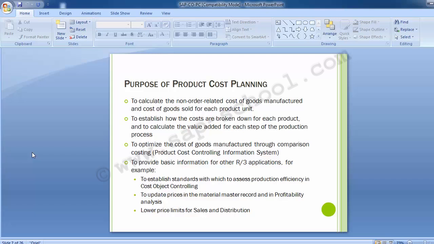controlling information system. To provide this basic information for other R3 applications, for example, to establish standards with which to assess production efficiency in the cost object controlling, to update the prices in the material master record and in the profitability analysis, and to set lower unit limits for sales and distribution.